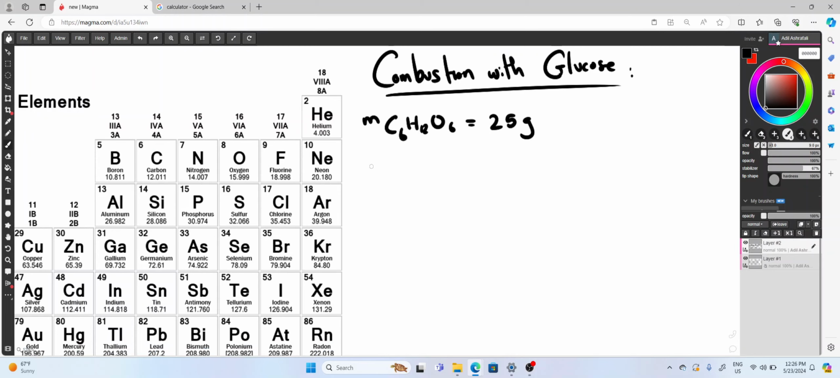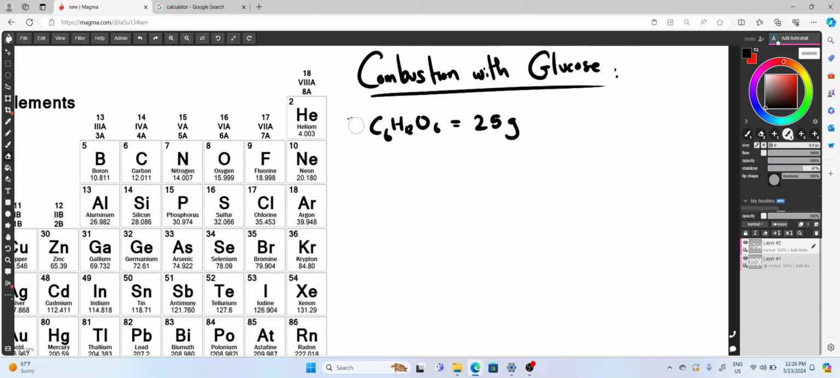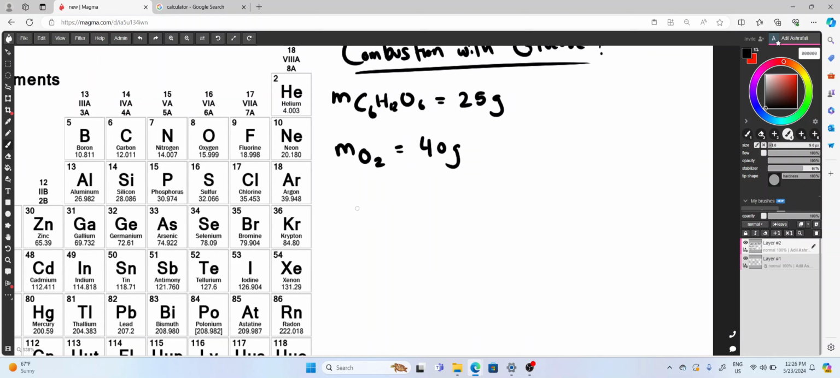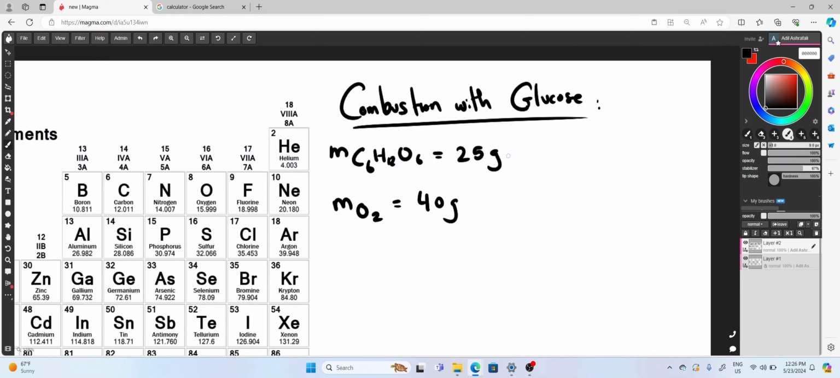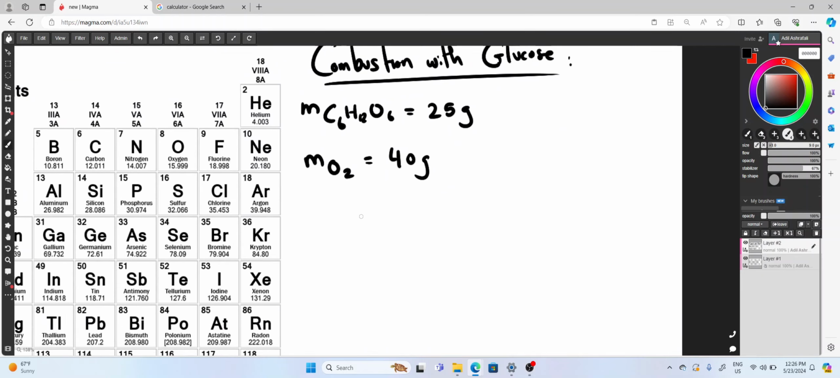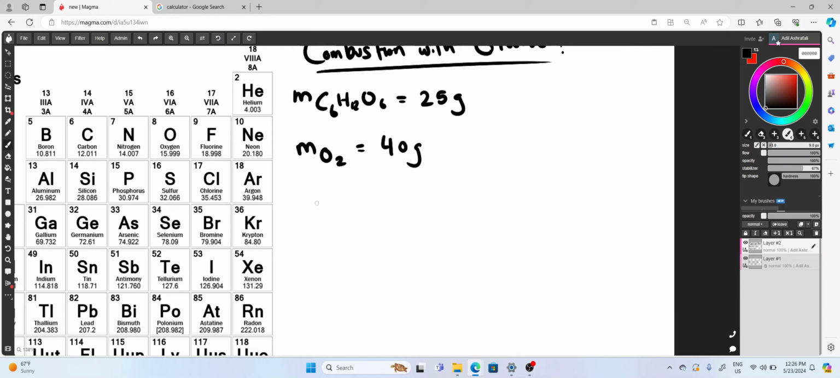Since all combustion reactions are essentially just reacting something with oxygen, we need to know what mass of oxygen we're going to be reacting this with. So I'm going to say it's 40 grams. So we need to create a chemical equation that's balanced in order to solve this, to find the limiting reactant.